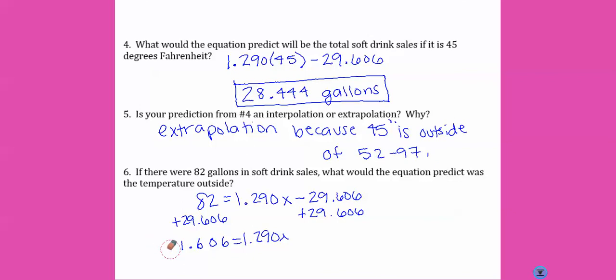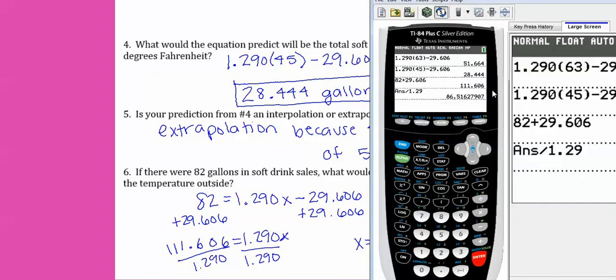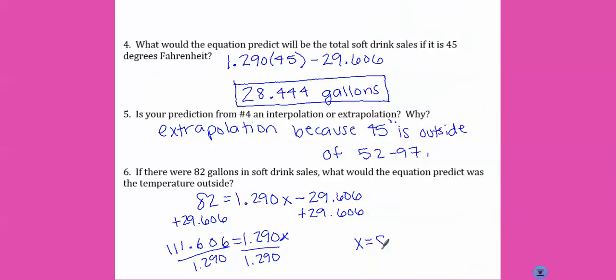We're going to add 29.606 to both sides. Oops, 111, not 101. Then divide both sides by 1.29. And when we divide them, we get that it's approximately 86.516 degrees Fahrenheit.